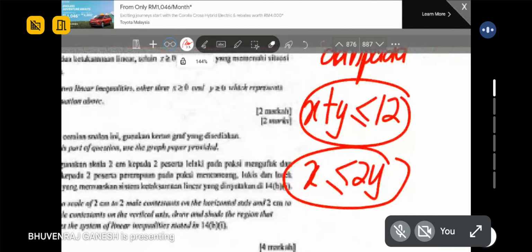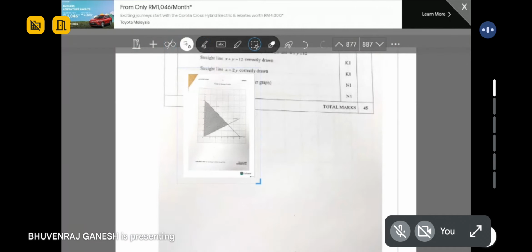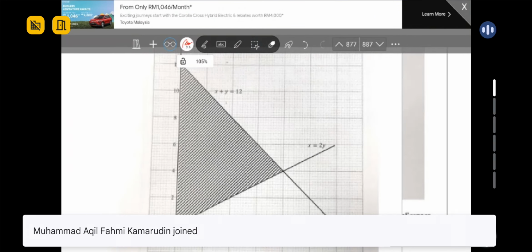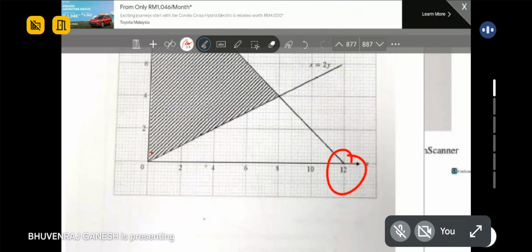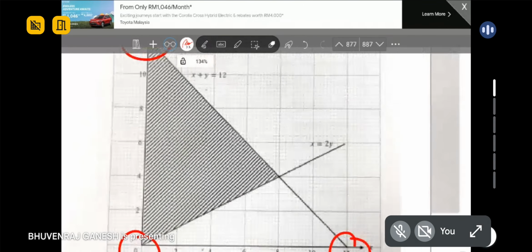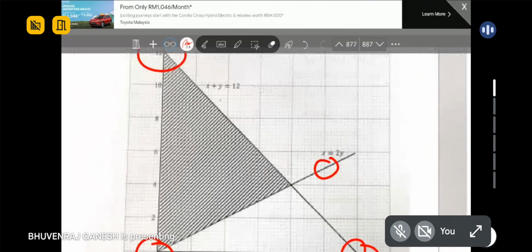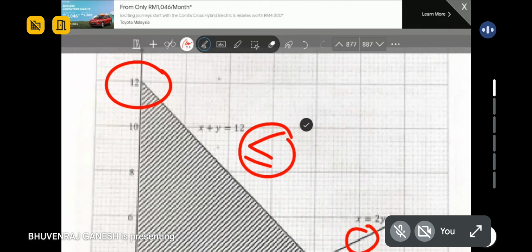Kamu kena lukis graph, bagi dua-dua yang ni. Okay, so you guys can see the answer over here. This is your graph. So basic concept lah, guys. Lukis graph saja. Okay, so you just find your y-intercept, find your x-intercept, should be enough already. And then you just find a random point. Apa-apa titik pun boleh. Okay, so then you can draw the straight line and then you shade the region. Okay, lorek kawasan dia. Okay, so this one is less than or equal to 12. So you shade down, lebih kurang atau sama dengan.